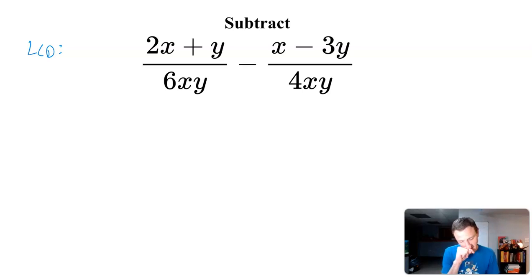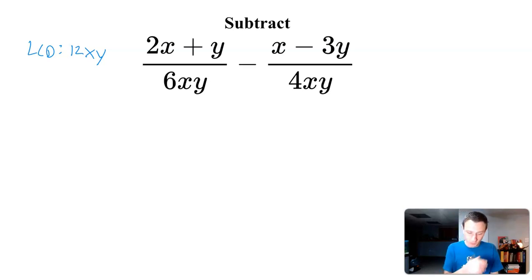Looking at 6xy and 4xy, they both already have xy, so I don't have to worry about anything there. But I do have to worry about the 6 and the 4. Thinking about a least common denominator, I want to think of multiples. 4 doesn't go into 6. 6 goes into 12, and 4 goes into 12. 4 goes into 8, but 6 doesn't go into 8. But 4 goes into 12, and 6 goes into 12. So that means I want my denominators to be 12xy.